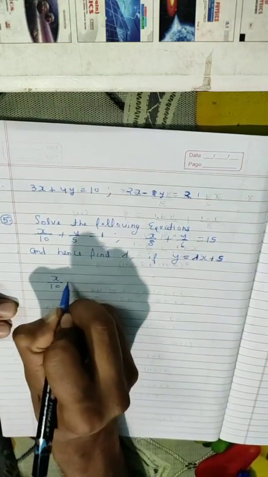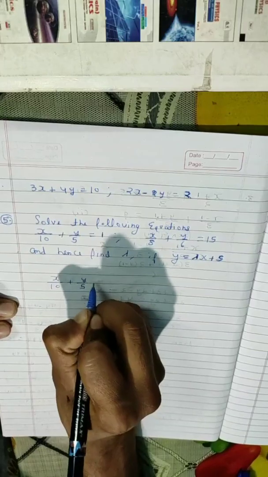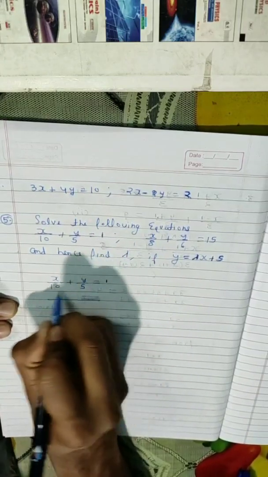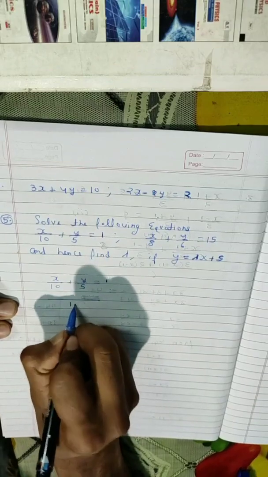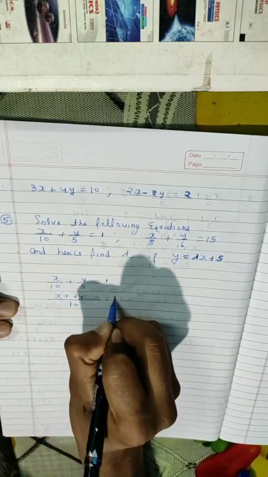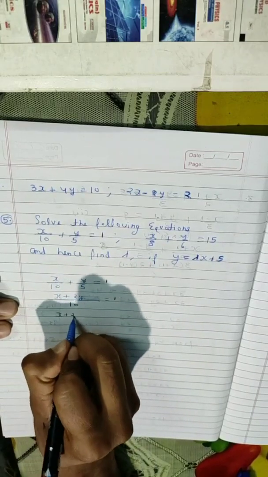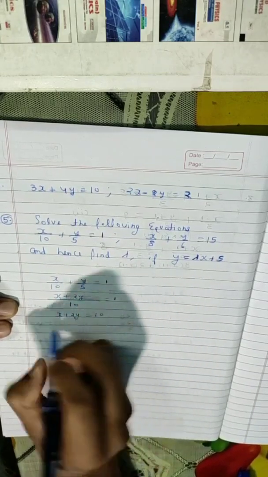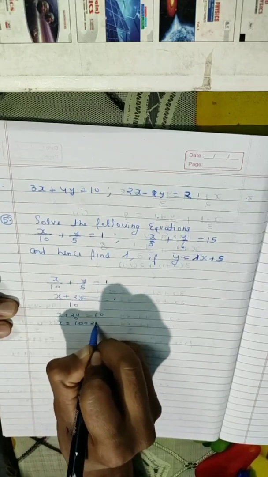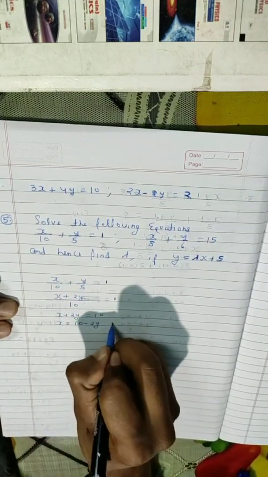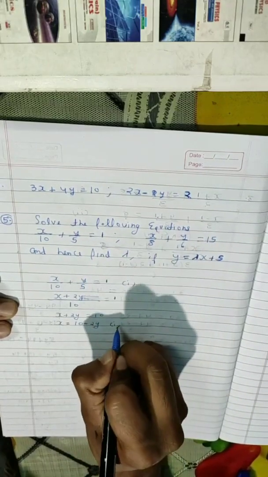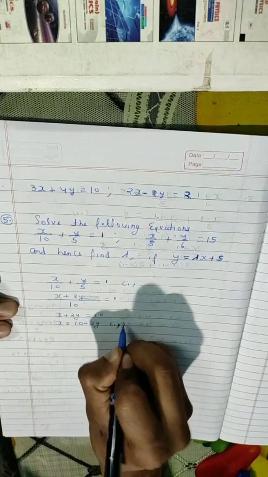Now, x by 10 plus y by 5 is equals to 1. Let us solve this. The LCM of 10 and 5 is 10, so it will become x plus 2y is equals to 10, or I can write x in terms of y. So x is equals to 10 minus 2y. Let us say this is equation number 1.